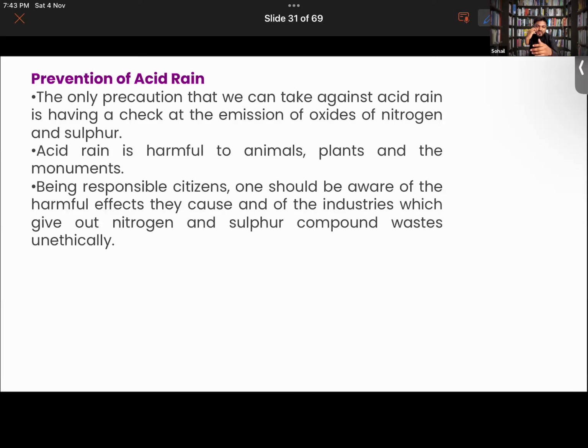All right now. So these are some prevention measures the government has taken. Getting it? And what are the responsibilities we as citizens have? We need to regularly check the different types of smoke that is coming out from our house at a domestic level. We need to check if it's releasing harmful components in the environment, we need to check that as well.